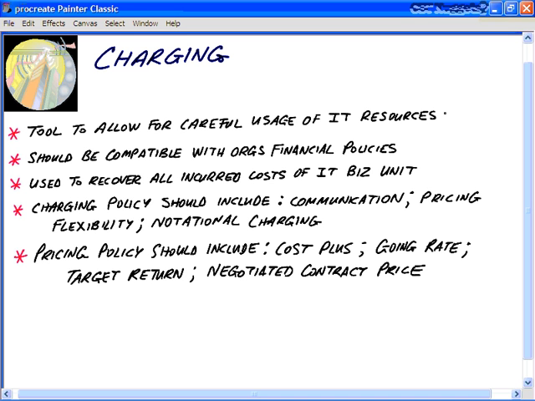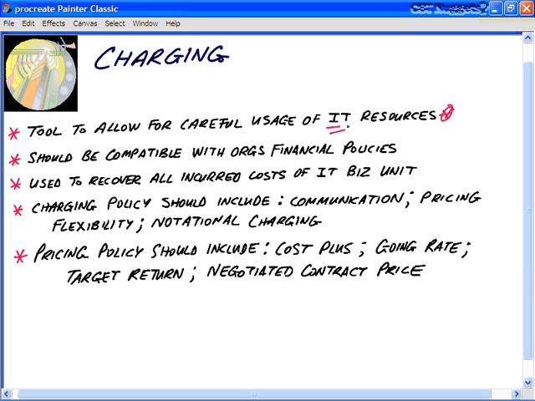If you're just going to limit charging to this IT services area, in the long run it's really not going to benefit your organization because you could be bleeding in other areas. For example, the usage of supplies on a departmental basis. So charging is a very valuable tool if used across the board to allow for the careful usage of all of your corporate resources, but here we're focusing on information technology resources.